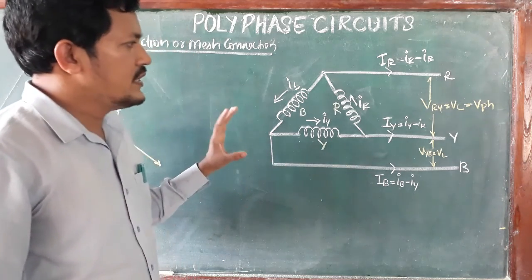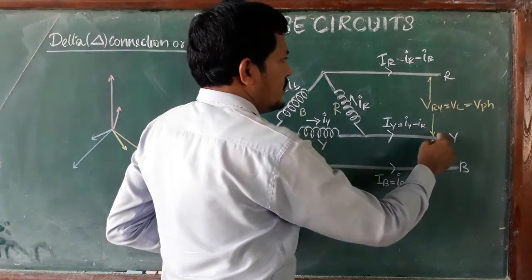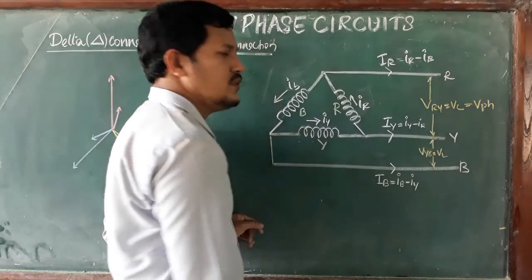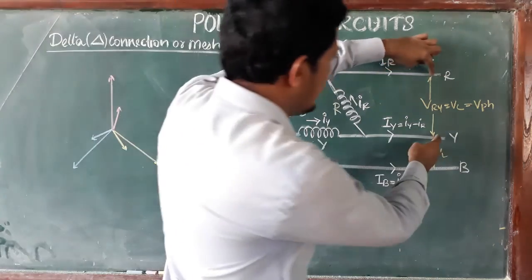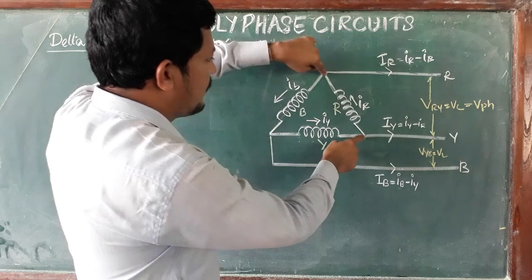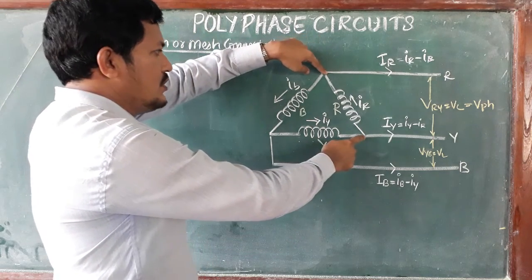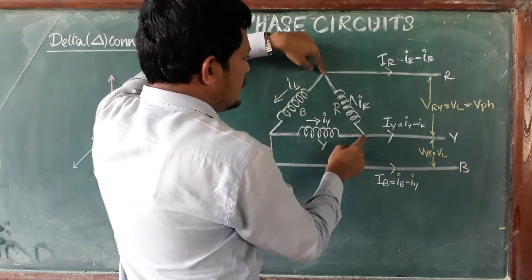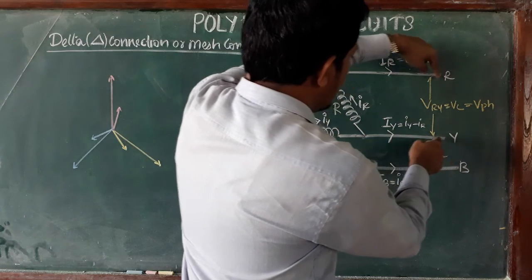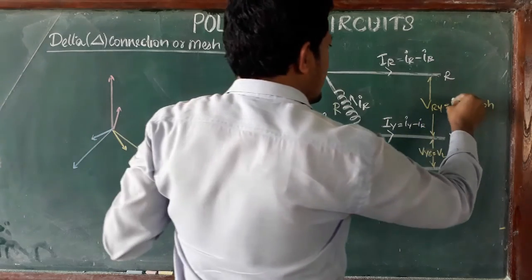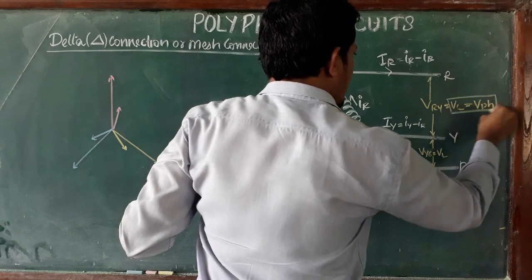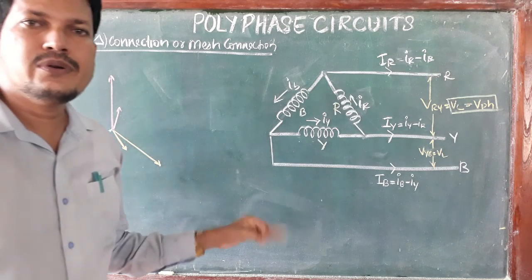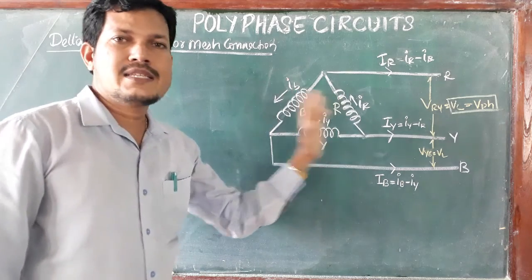Next is the voltage. Here line to line voltage. Here VRY means the R line and the Y line voltage. But the same voltage, the line voltage, is across the phase coil also. So however much potential difference appears here, the same appears across the line also. So line voltage equal to phase voltage. Simply, line voltage in the delta connection equal to phase voltage, but currents are different.